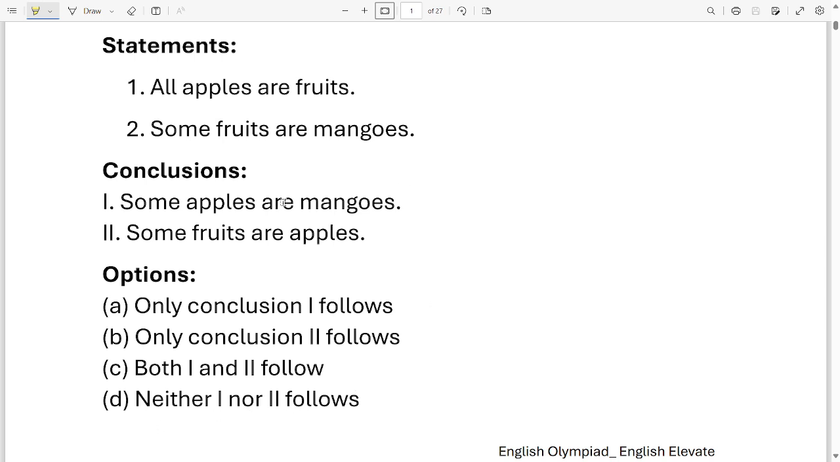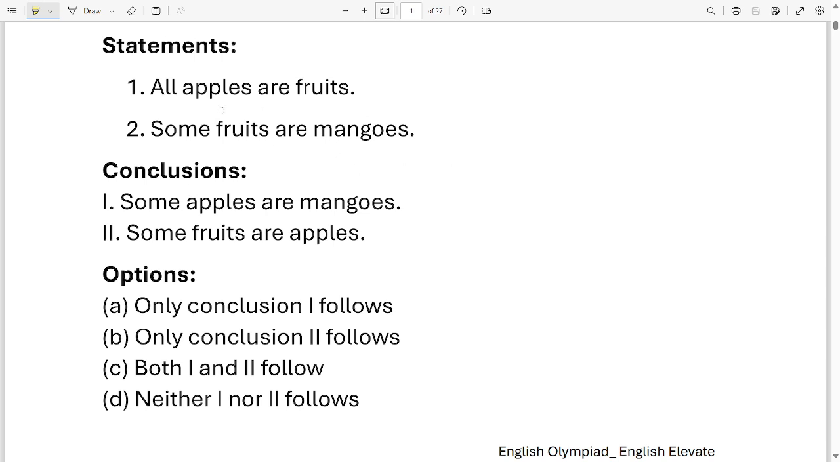So, first you have to go through the statement. When you have read the statement carefully, come to the conclusion and find out which of these conclusions are correct, whether 1 is correct or 2 is correct. When you have sorted that out, then you go to the options and see which option is correct. Understood? So this is the first question.